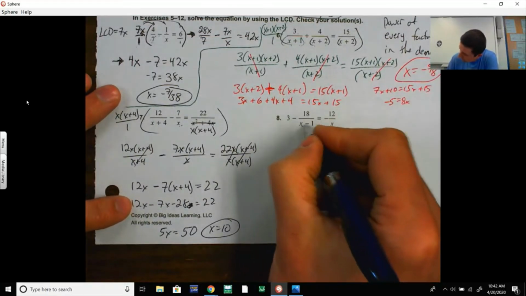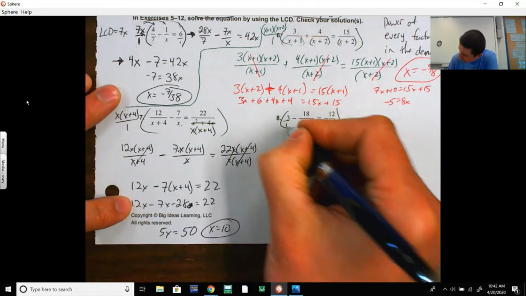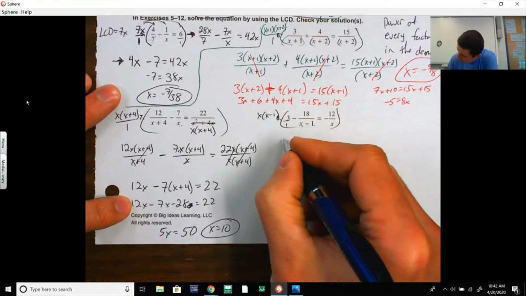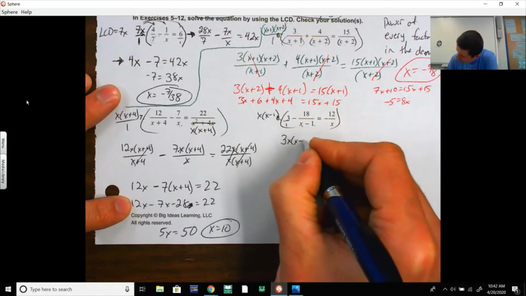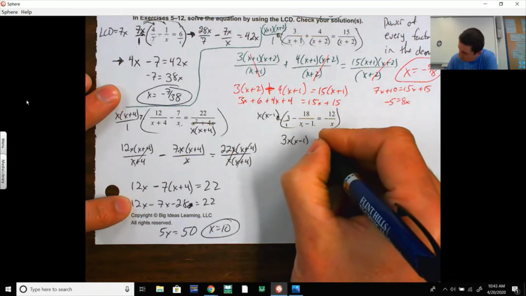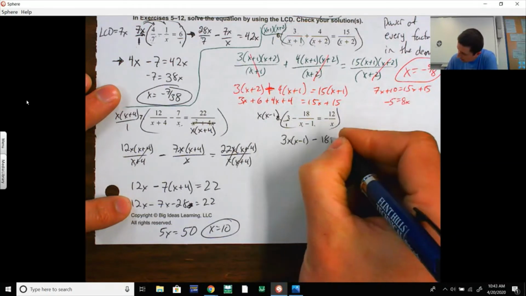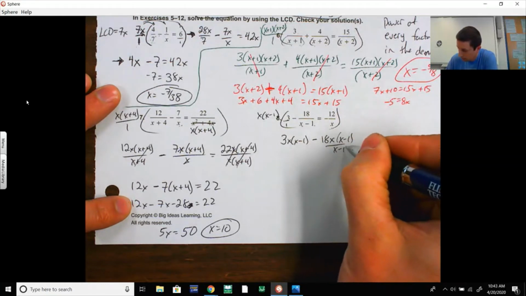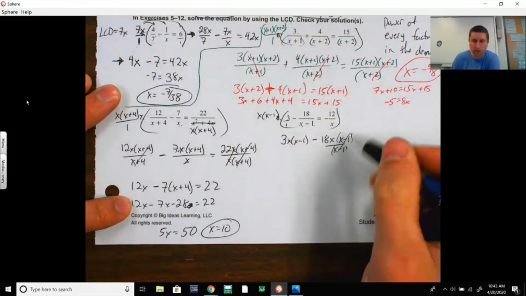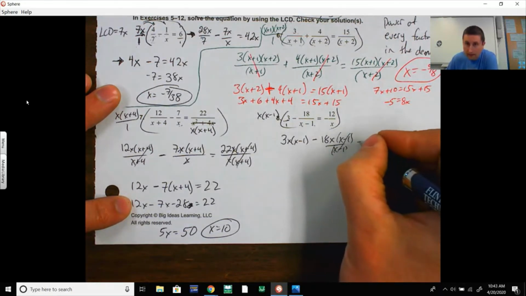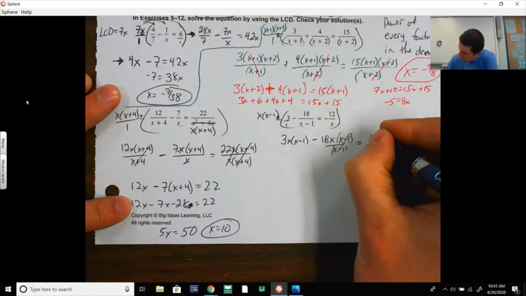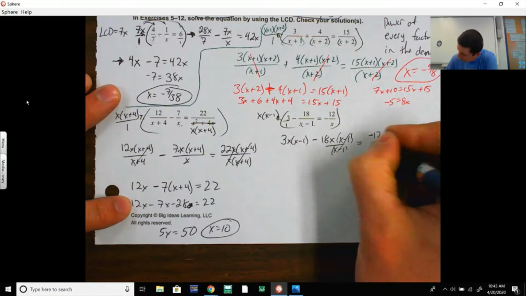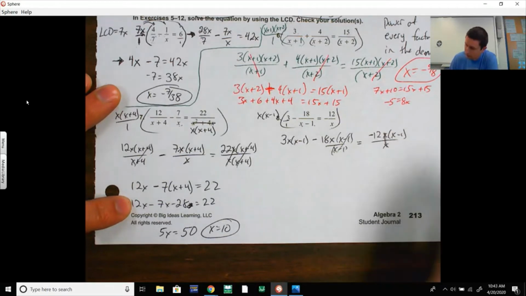Okay, this one I have an x minus 1 and an x, so I'm taking everything. That's 3 over 1 if it helps, times x minus 1. So here I have 3x times x minus 1 over 1 minus 18x times x minus 1 over x minus 1. You see how I didn't have to write the x minus 1s because they're going to cancel off. And it equals a negative, I'm going to put the negative on top, negative 12x times x minus 1 over x. You see here I didn't have to write the x because that's going to cancel off.